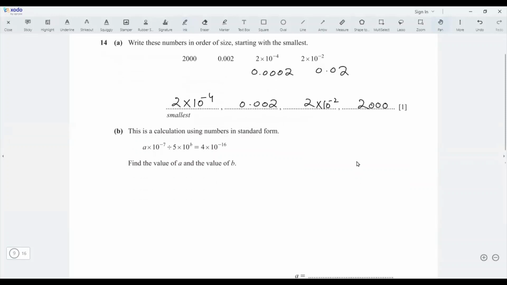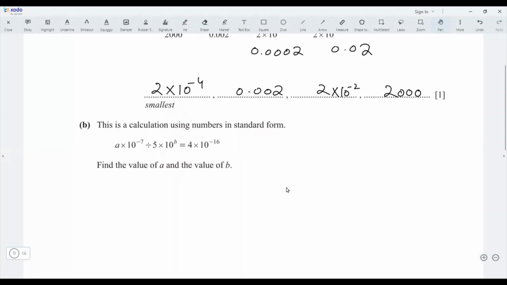So what about 14 part B? It is a standard form question, and we have to find the values of A and B. How can we find the values of A and B? Simply, we can see A times 10 raised to the power of -7 divided by 5 times 10 raised to the power of B, which is equal to 4 times 10 raised to the power of -16. Remember this thing, all of the numbers are in standard form. So we can just subtract the powers of 10.